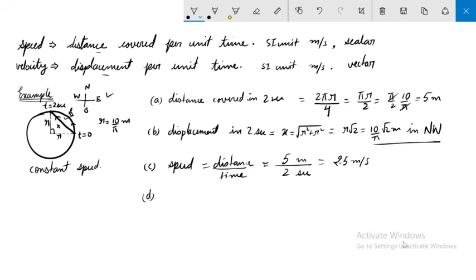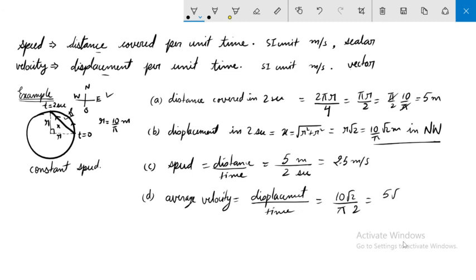Now suppose we are asked that what is the average velocity in these 2 seconds. So we know that it is displacement per unit time from the definition given above. Displacement per unit time. Now what is the displacement? Again we have found that in B part, 10 root 2 upon pi, and time taken is 2 seconds. So that makes it 5 root 2 upon pi meter per second in northwest direction. Velocity is a vector quantity, so we have to give the direction also in that.